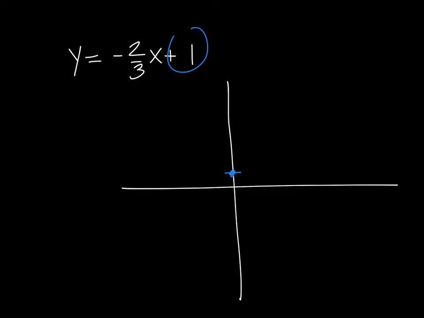Now this 2/3 is my slope, right? That negative is out in front of my fraction. Now what I need to do is make either the top negative or the bottom negative so that I have the negative on just one of them.